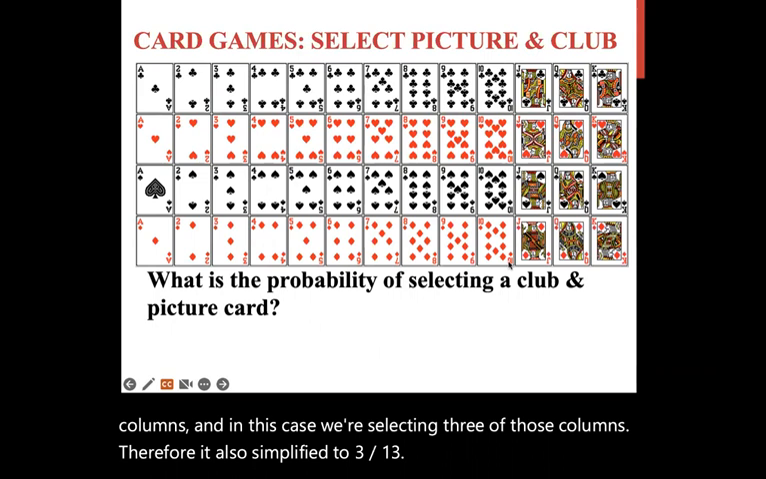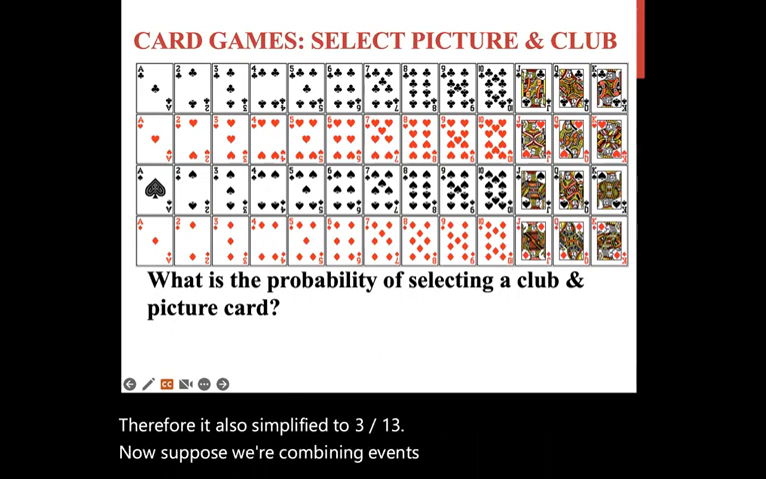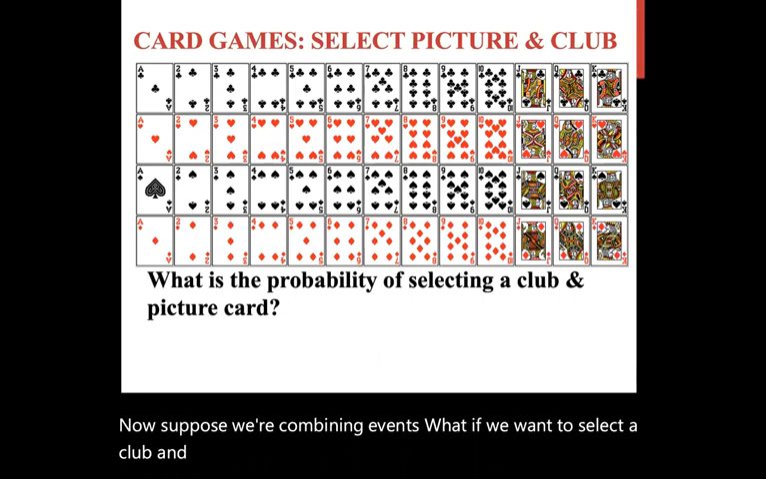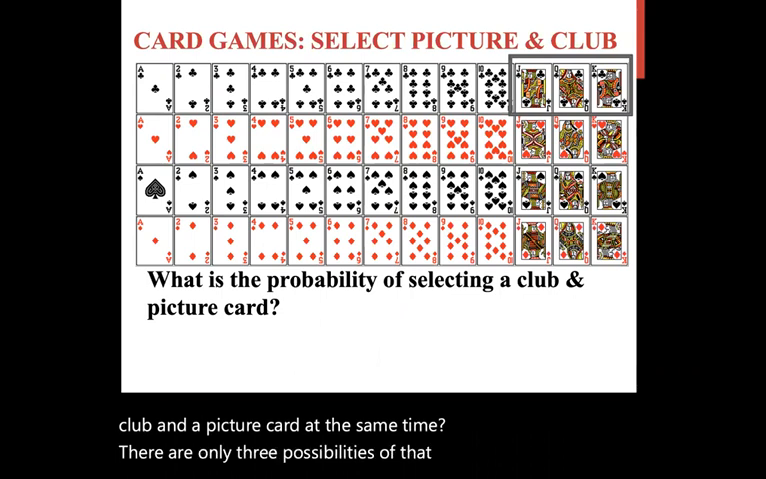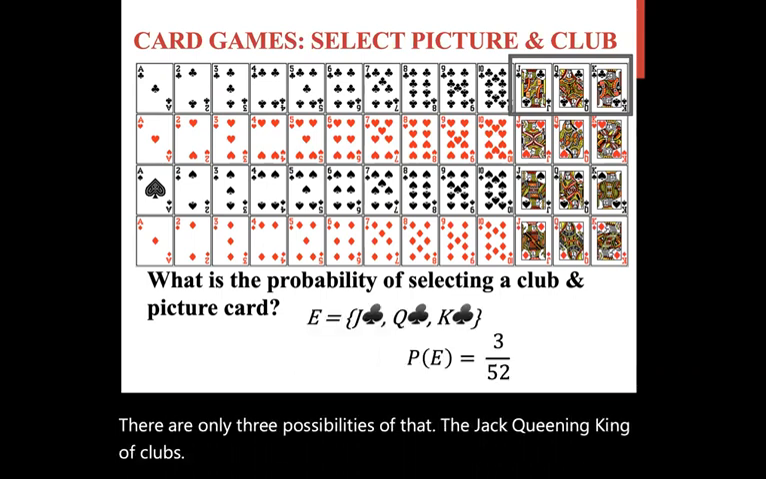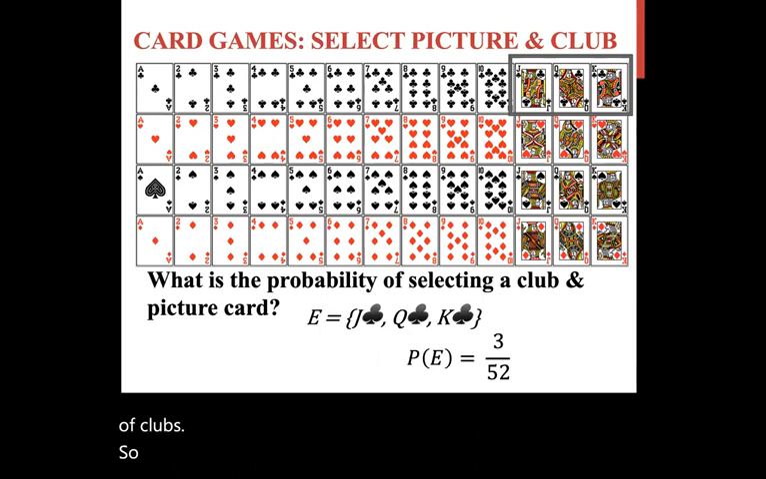Now, suppose we're combining events. What if we want to select a club and a picture card at the same time? Well, there are only 3 possibilities of that, the jack, queen, and king of clubs. So that gives us 3 out of 52.